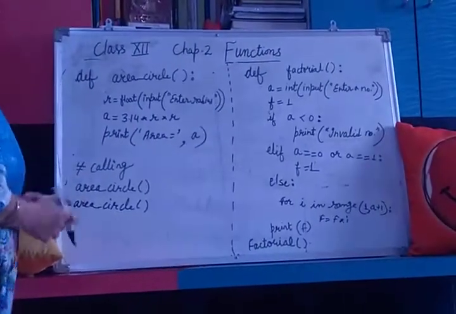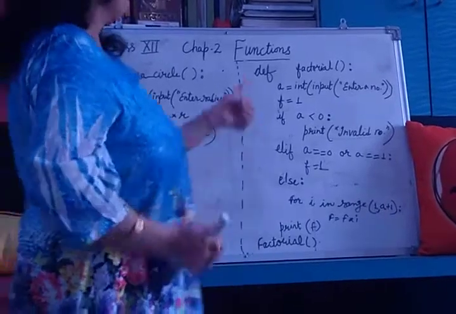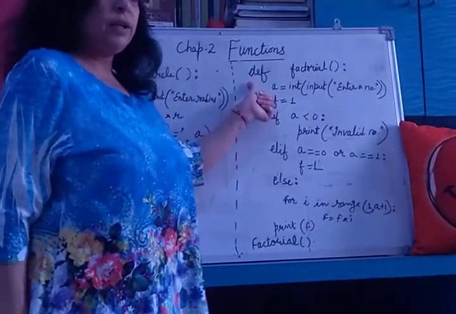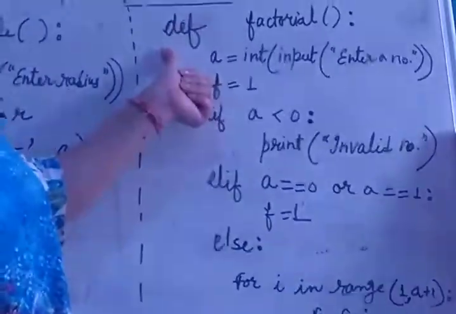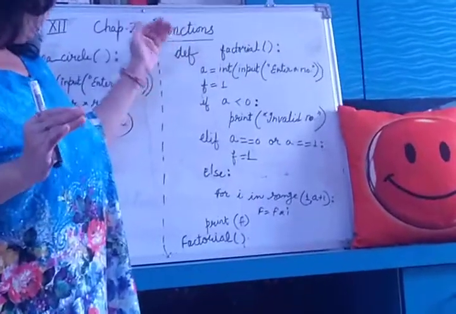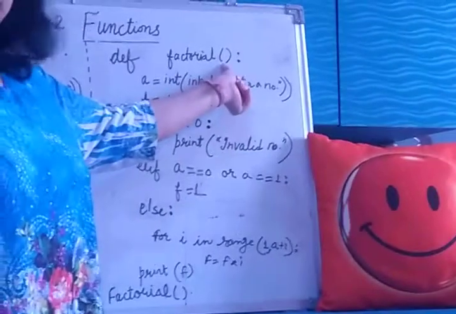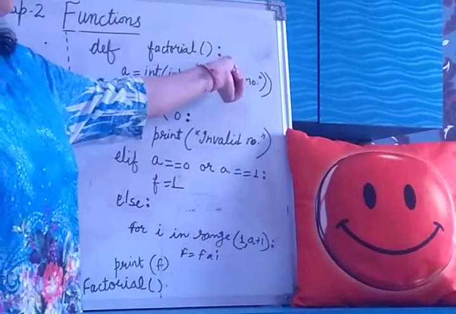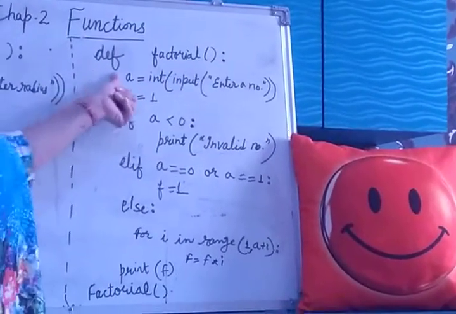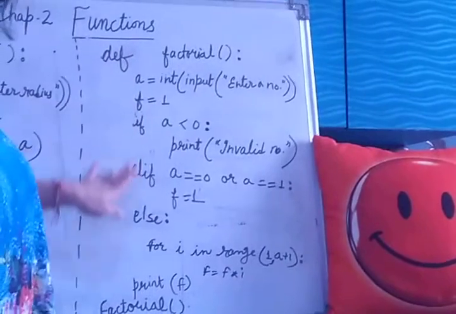So this is done. Now the second example I have taken is of factorial. Again you are familiar with this program. We have already done it, but we are defining it with a user-defined function. Again, def, space, name of the function. I have taken factorial. Round brackets, parenthesis, then a colon. After enter, again this indent will be there. This is the code of factorial.